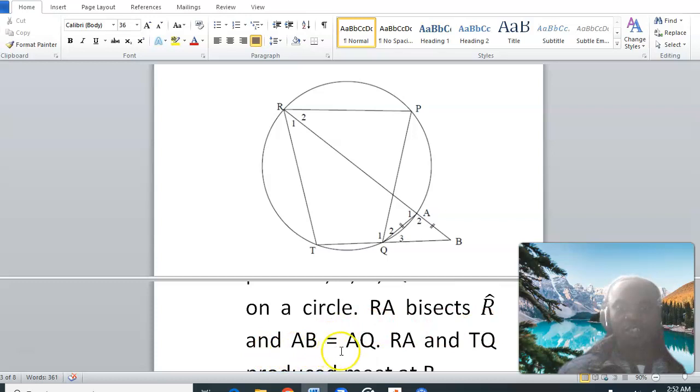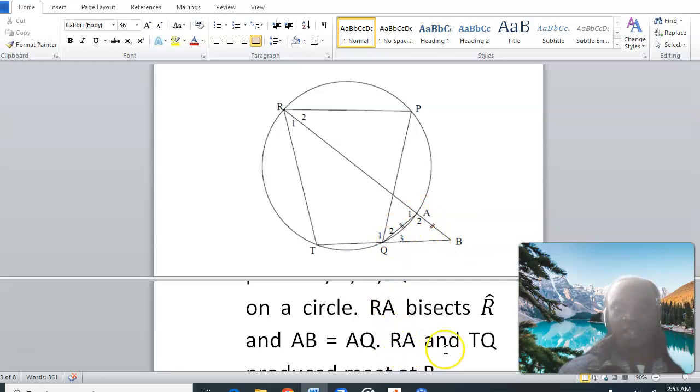Then AB is equal to AQ. So these two lines are the same. They are equal. AB is equal to AQ.